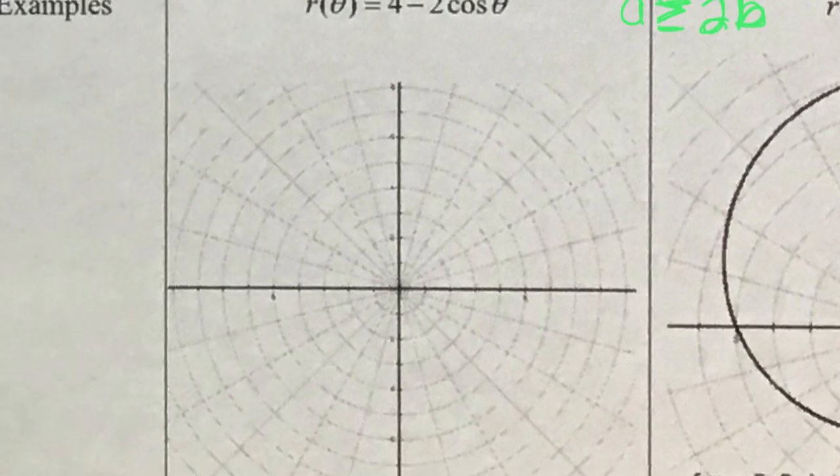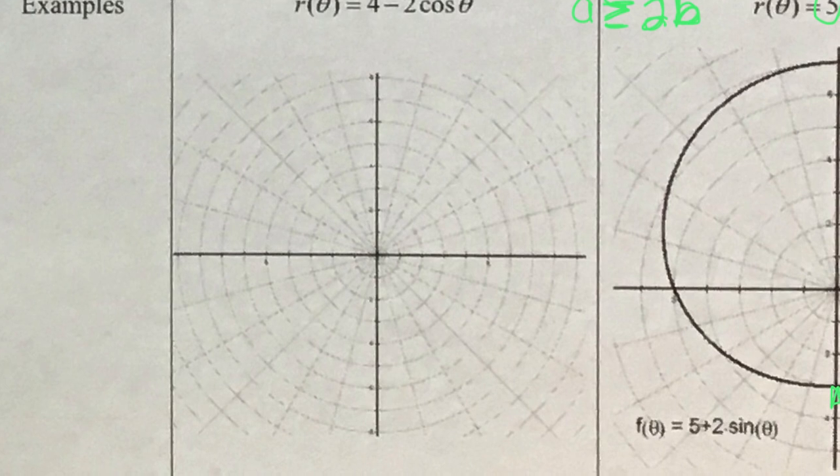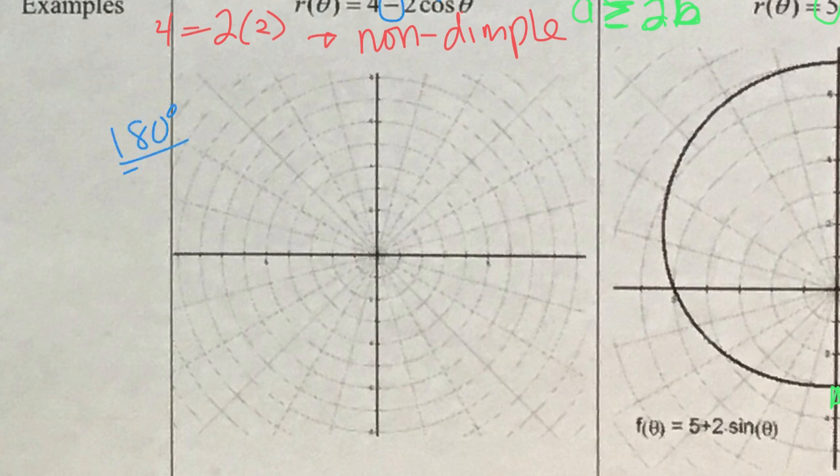So let's look at 4 minus 2 cosine theta. 4 is double, right? 4 equals 2 times 2. This is why we have a non-dimple limacon. So let's look at the pole symmetry. We have a negative and a cosine. So it's going to be a 180-degree pole symmetry, or the negative x-axis. That's the first thing that we look at once we decide what type of limacon it is. So our graph is going to be mostly on the left side of your y-axis.